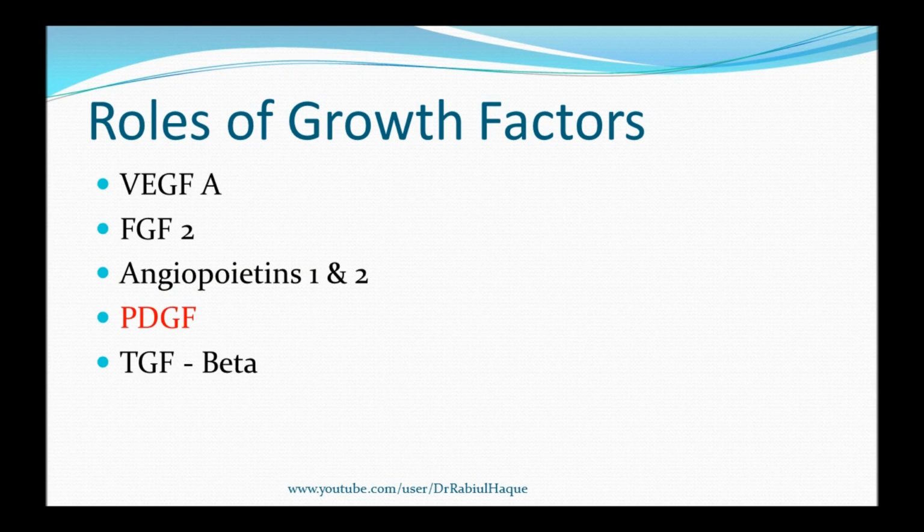Regarding the function of platelet-derived growth factor, that will recruit smooth muscle cells, and TGF-beta will suppress endothelial proliferation and migration, and that will also enhance the production of extracellular matrix protein. So these were in short the roles of growth factors in angiogenesis.